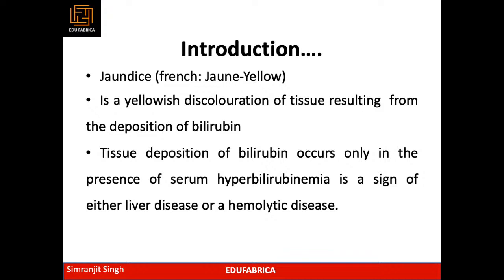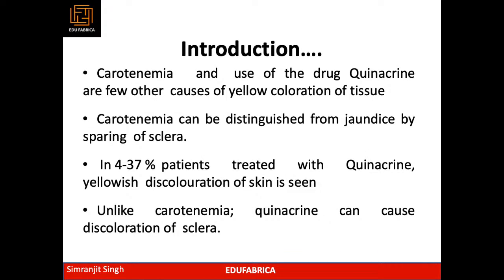So the term jaundice was derived from the French jaune, which means yellow. So it's a yellowish discoloration of tissue resulting from the deposition of bilirubin. Tissue deposition of bilirubin occurs only in the presence of serum hyperbilirubinemia, which is a sign of either liver disease or hemolytic disease. Carotenemia and the use of the drug quinine are a few other causes of yellow coloration of tissue. Carotenemia can be distinguished from jaundice by sparing of the sclera. In 4 to 37% of patients treated with quinine, yellowish discoloration of skin is seen.